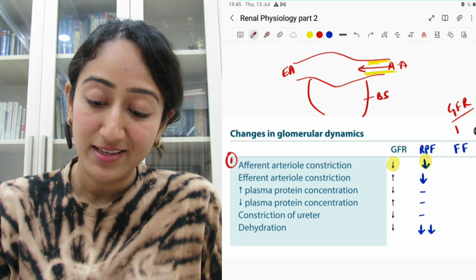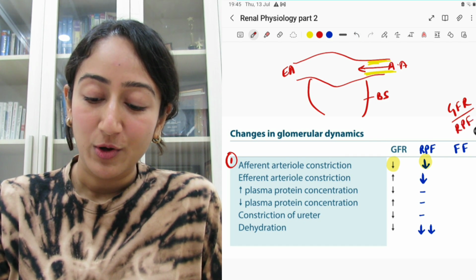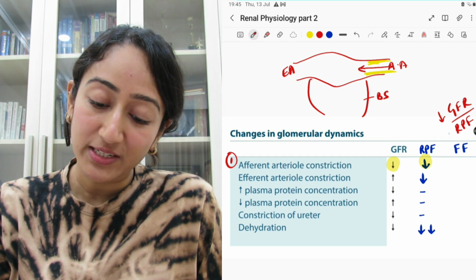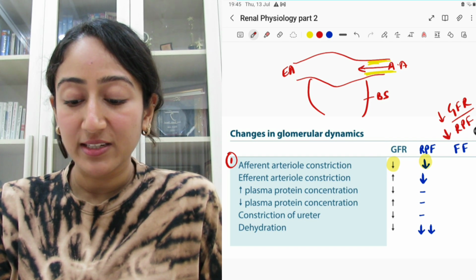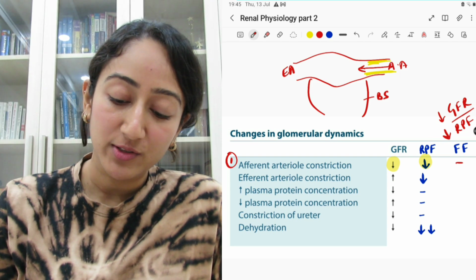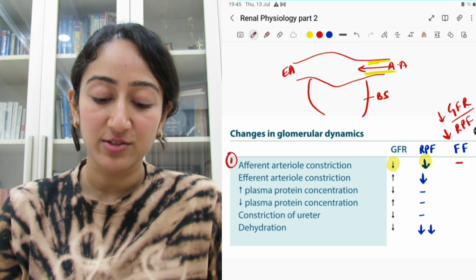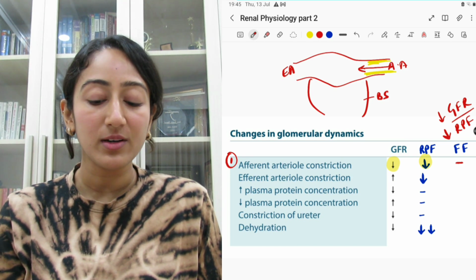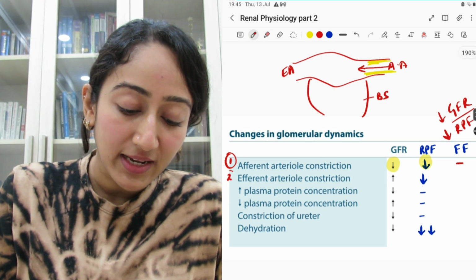Renal plasma flow. Alright, so if your GFR is decreasing and your RPF is also decreasing, do you think there will be any change in the filtration fraction? No, right? So there's going to be no change in the filtration fraction if our afferent arteriole constricts. Let's talk about the next scenario.